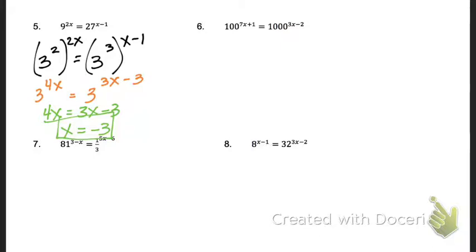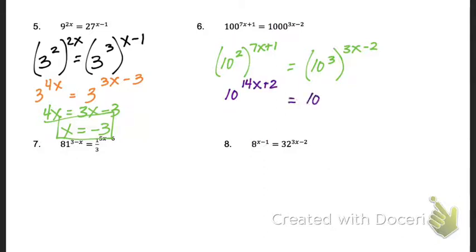Number 6, what would I do with number 6? What's the common base? 10. So 100 I rewrite as 10 squared. 1,000 I rewrite as 10 cubed. Good. Multiply. Then set equal to each other and solve for x.